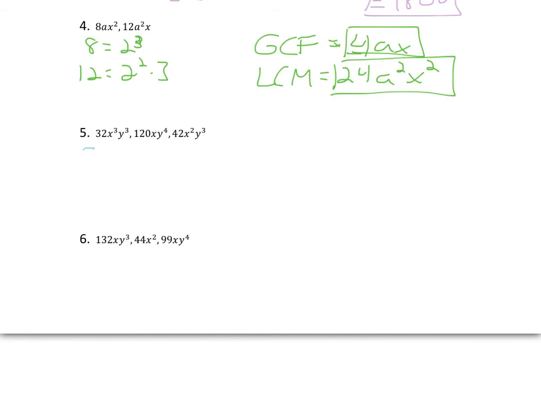Number 5. Same concept. 32 breaks down to 2 to the 5th power. 120 we've already done. I think that was 2 cubed times 5. Nope, 2 cubed times 3 times 5. Oops, I can't erase that. And 42 breaks down to 6 and 7, which is 2 times 3 times 7. Perfect. Now, for the GCF and the LCM.